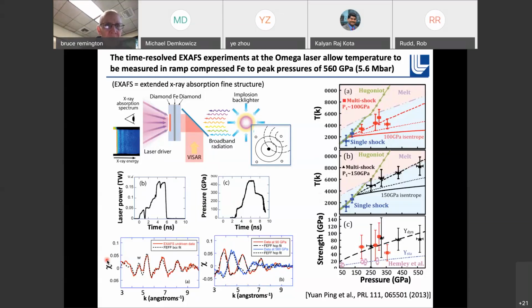examining the features in the absorption spectra above the edges, we see these interference patterns that have to do with constructive and destructive interference of the electron wave function as it gets ionized from the bound state up into the continuum.